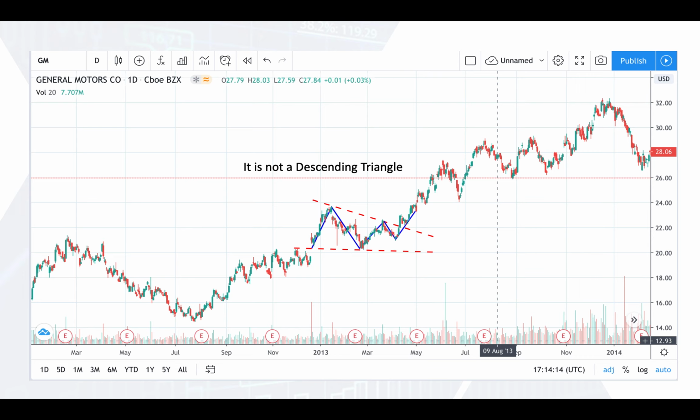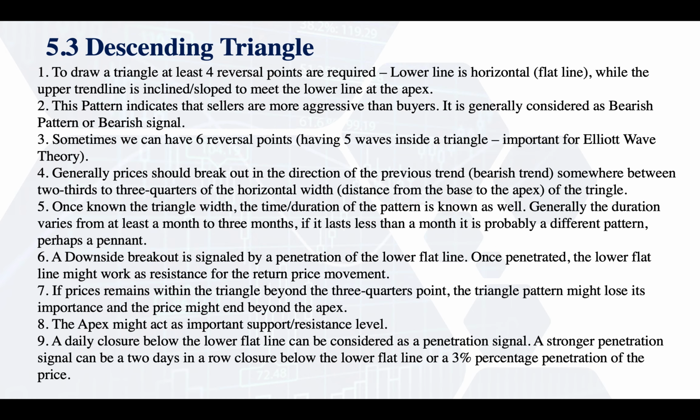So this one cannot be, because we are in a bullish market. This one is a bearish signal in a bullish market. So this has not to happen in this uptrend condition.